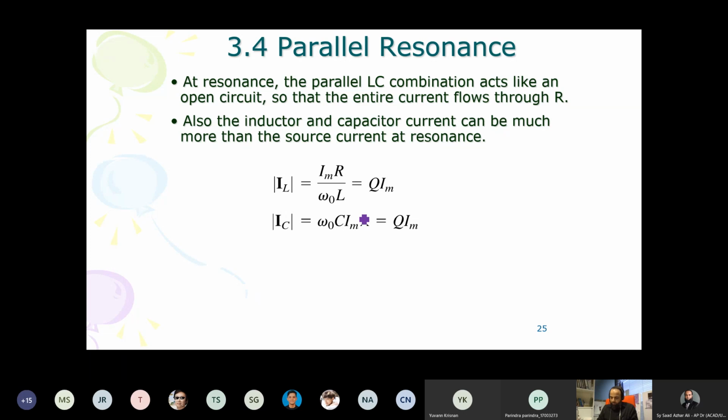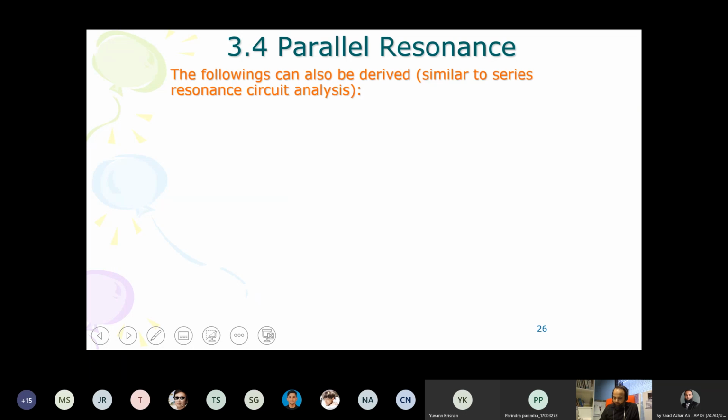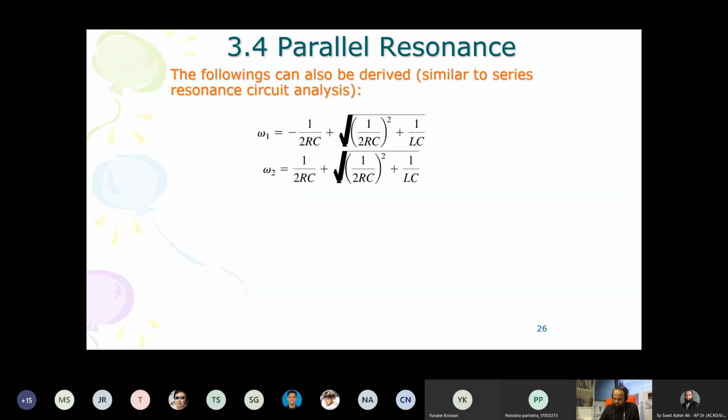And we have a few more. We can find the inductor current and the capacitor current, and it could be much higher than the actual. You can see that it is Q times the maximum current. Because of the open circuit and short circuit, we have higher capacitor and inductor currents. Again, luckily it looks like the same expression, I think, except for the first term. And the bit is like this. Quality factor.